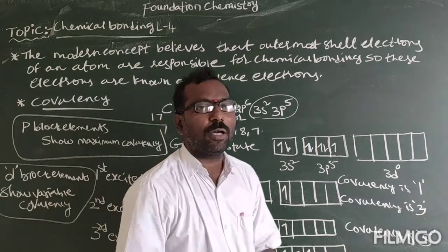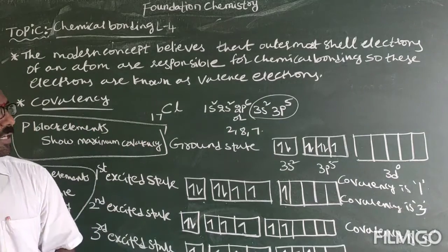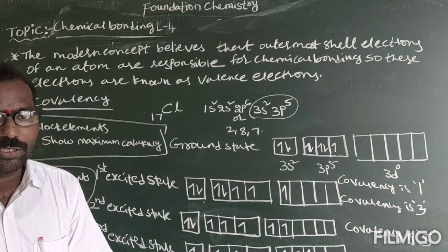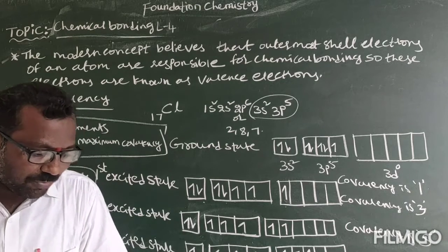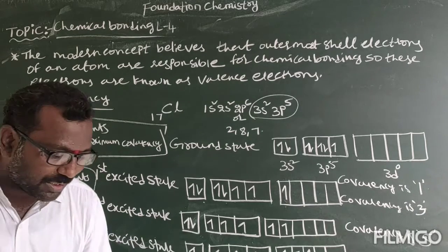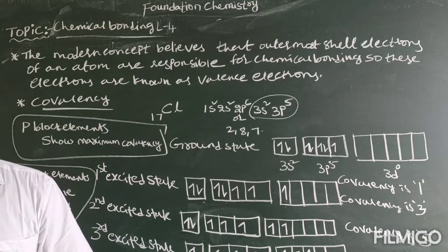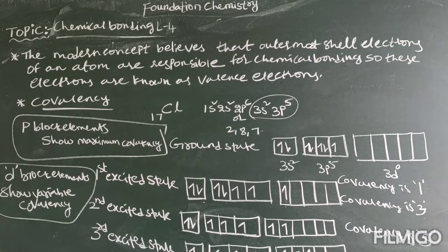Covalency is related to the covalent bonding only. Okay? So the definition is, it is defined as the number of electrons contributed by an atom of the element for sharing with other element, so as to achieve the nearest inert gas configuration. That is called covalency. Okay, you try to understand this. I will give you the definition. I will write it on the board.